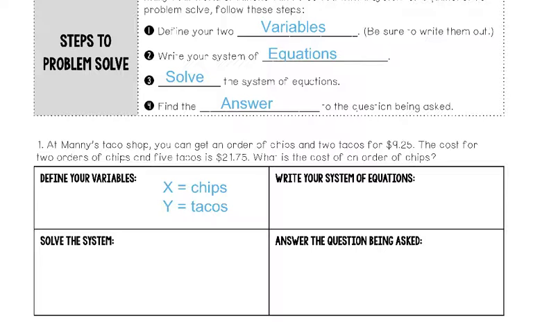So for the first box where it says define your variables, it means just write chips and tacos, and then next to each one, give one an X and give one a Y. It doesn't matter which one you say is X and Y, as long as you're consistent through the rest of the problem that you're solving. Here's what I mean by that.